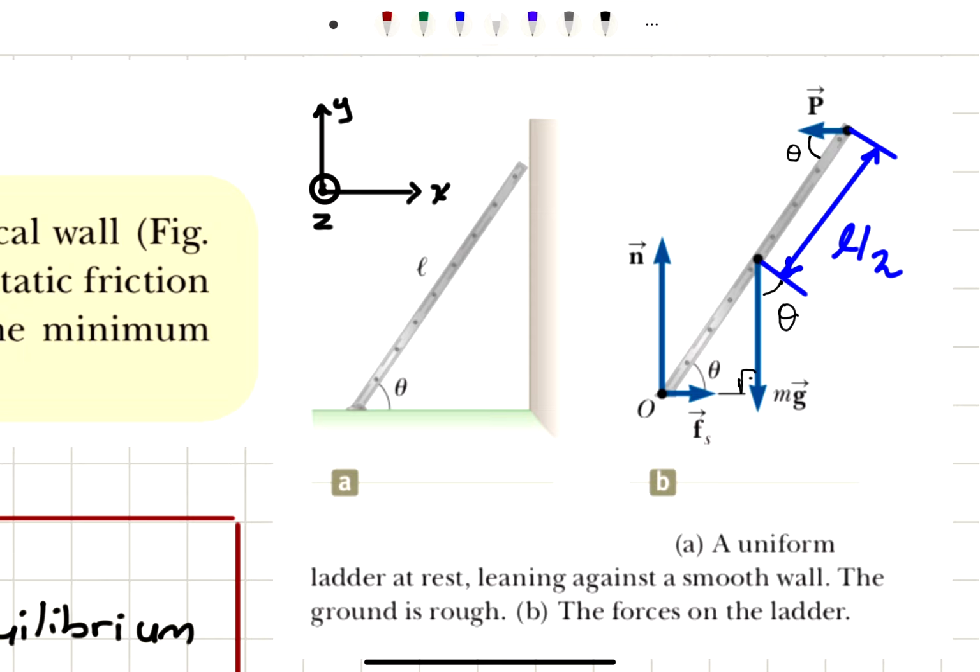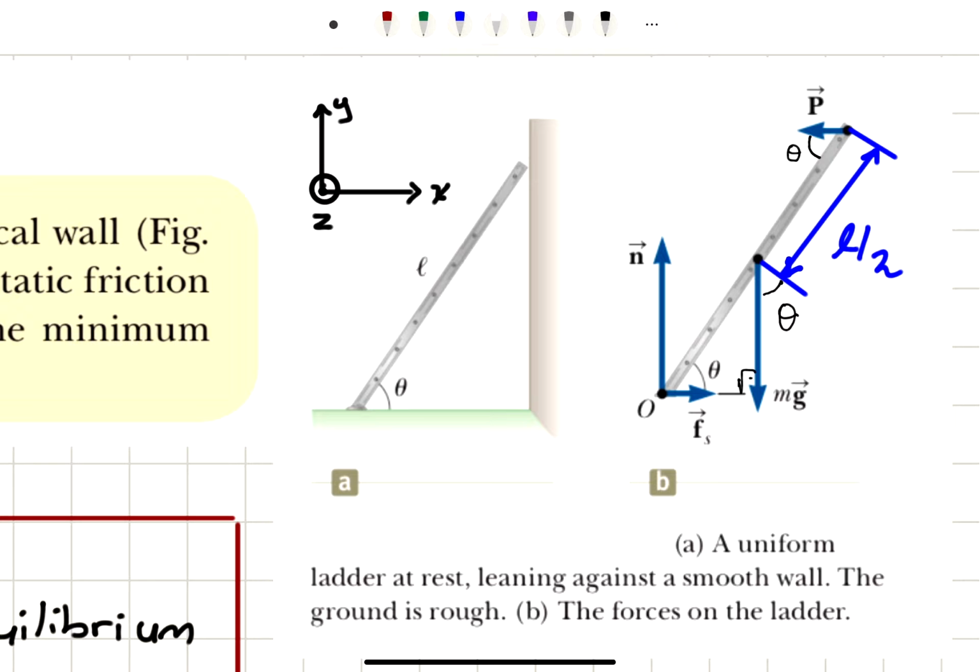And on the other hand, we have this contact force P here with the wall. You can see that this angle it makes with the ladder is also theta, and it will have a perpendicular component P sine theta that will have a torque effect. P cosine theta goes through the pivot point, so it doesn't have a torque effect.